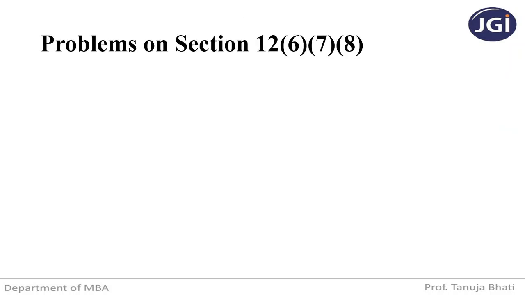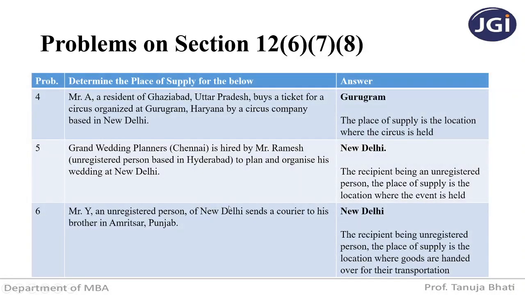So let us see problems on section 12, subsection 6, 7 and 8. Problem number 4. Mr. A, a resident of Ghaziabad, Uttar Pradesh, buys a ticket for a circus organized at Gurugram, Haryana by a circus company based in New Delhi. Now what is going to be the place of supply? It is going to be Gurugram. The place of supply is the location where the circus is held.